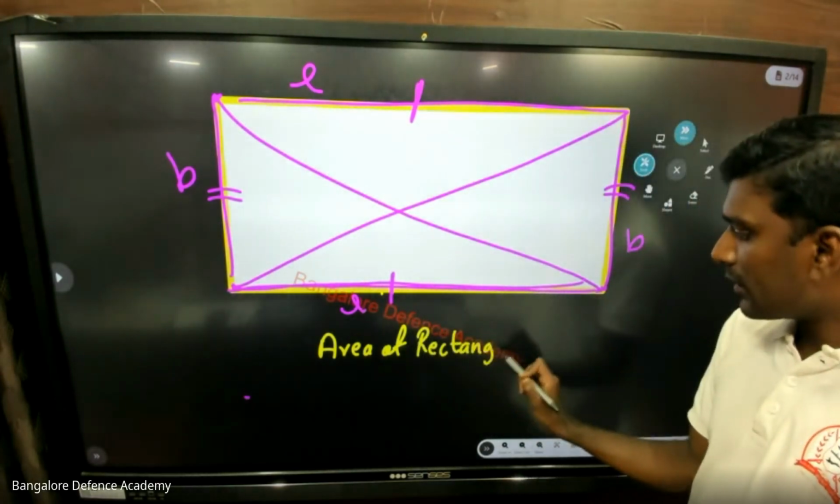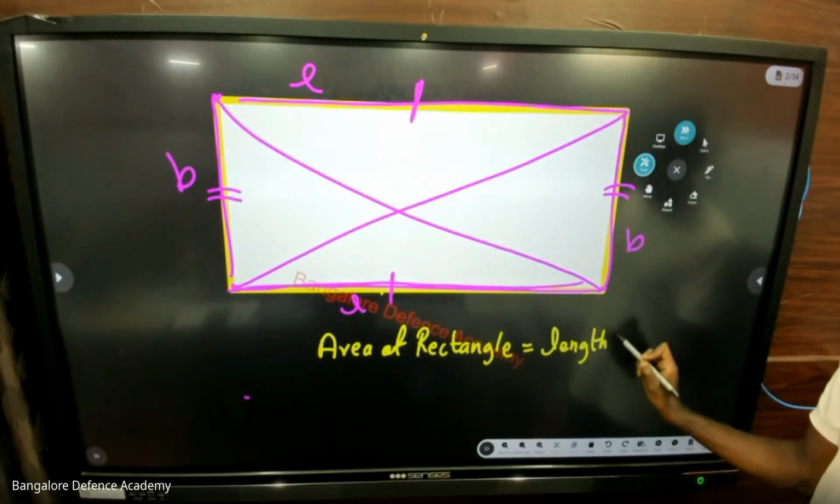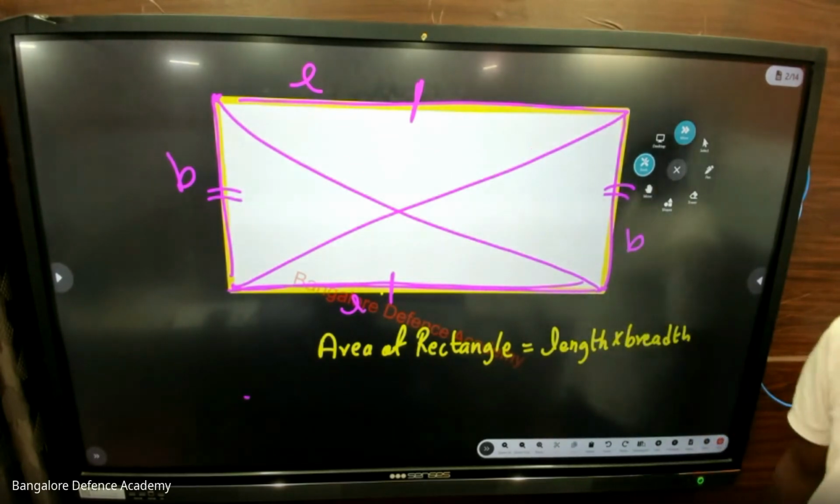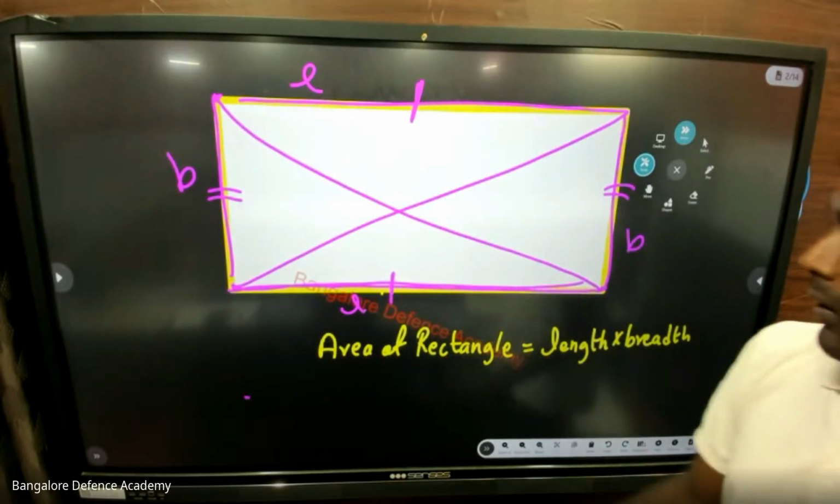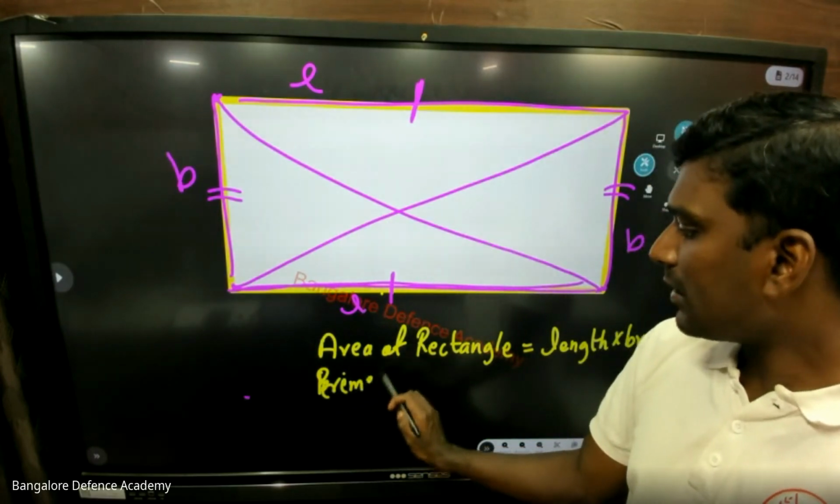Area of rectangle is equal to length into breadth.